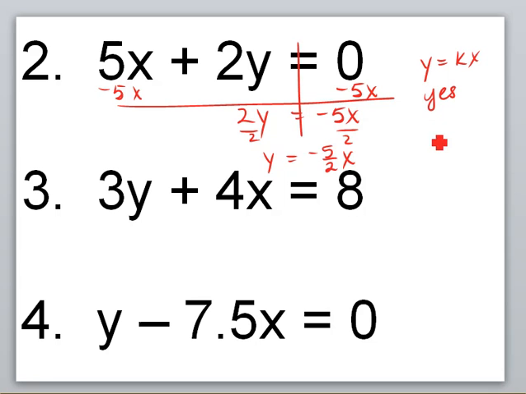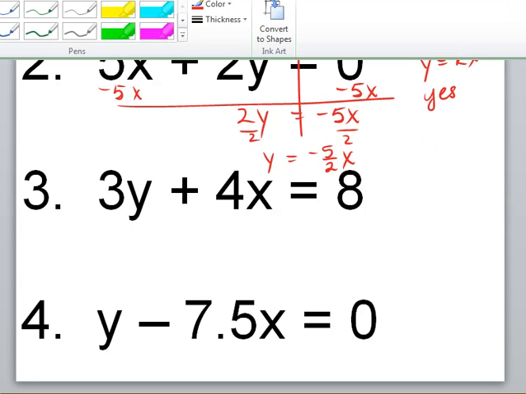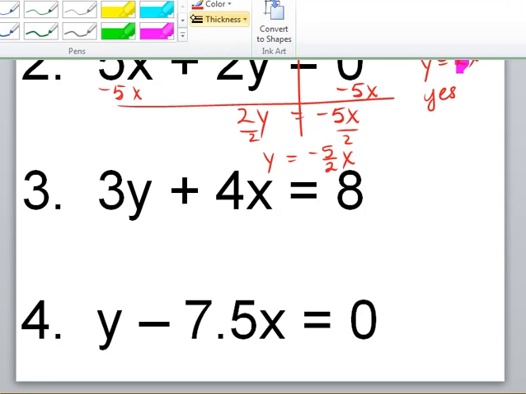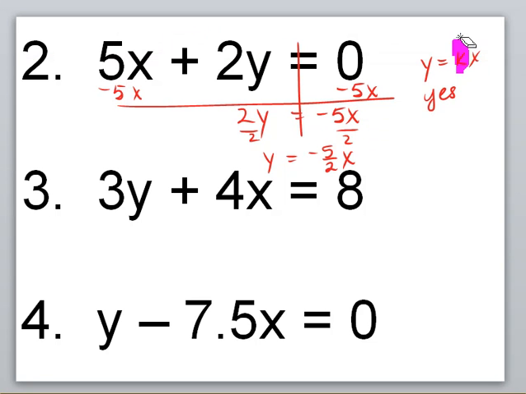What is the constant of variation? Well, the k is whatever is in front of the x. You can't even see that very well, so let me change that a bit. I'll highlight it in yellow. So the k happens to be -5/2.